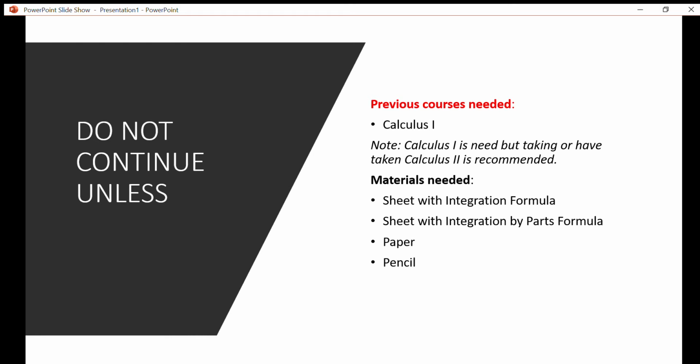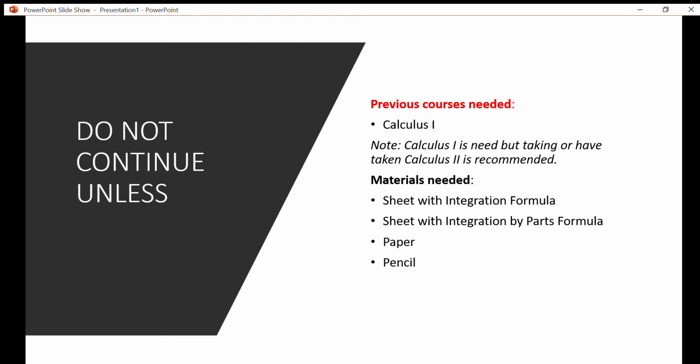If you understand some of the terminology, that's great. If not, I really do recommend you take Calculus 1 before you continue. And you don't really need Calculus 2, but this is to help somebody who is taking Calculus 2. That could be you or a friend or anyone that's watching.